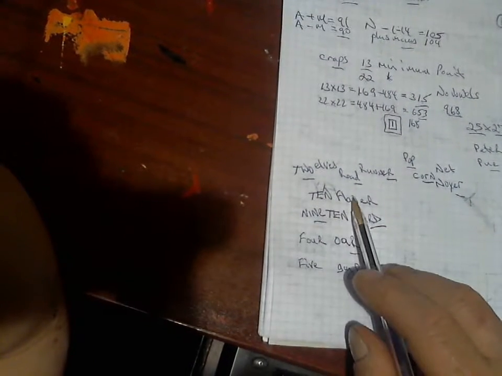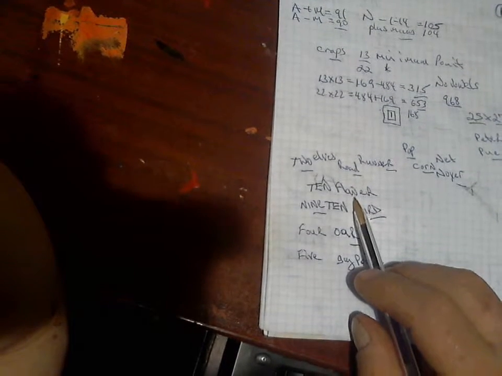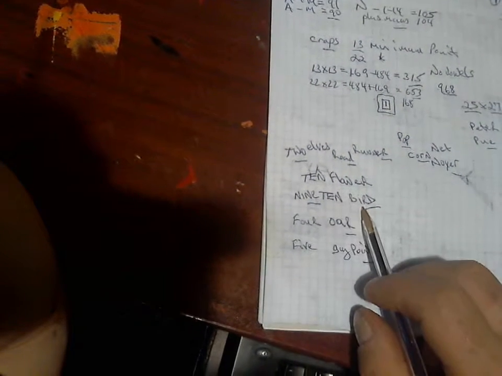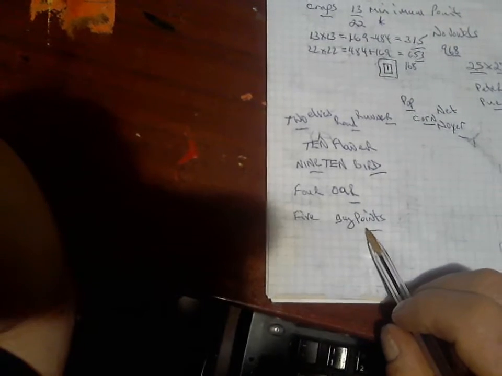The other thing I want to tell you about the two elves, they're the road runners. The 10 flowers, the 10 is the flower, and the 910 is the bird. The 4 is the oar, and the 5 is the guy on the point. Why do I know? These are hockey players. I'm just putting together one Stanley Cup championship and what their names say.